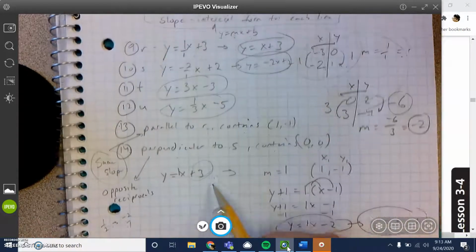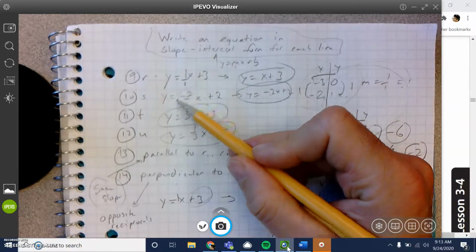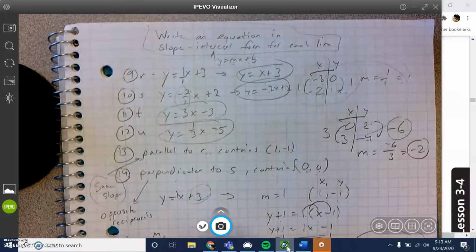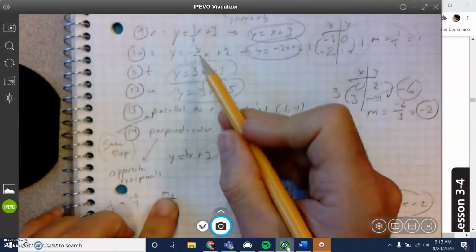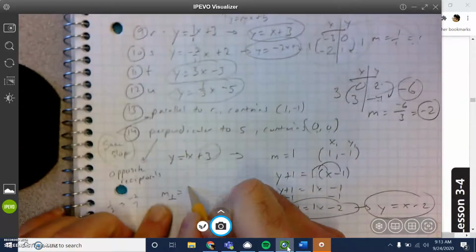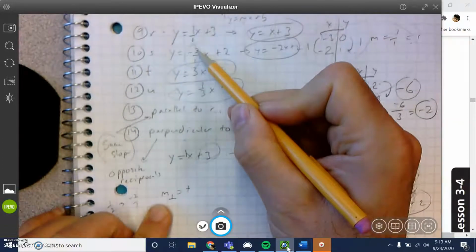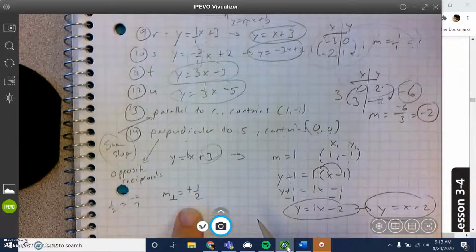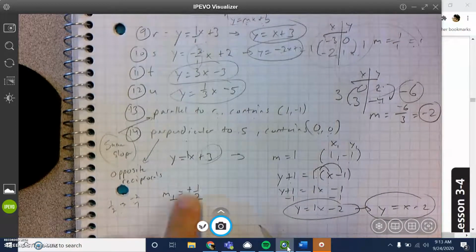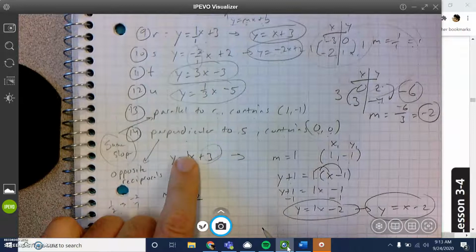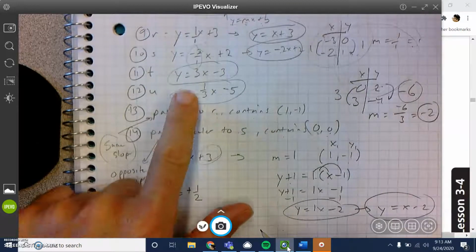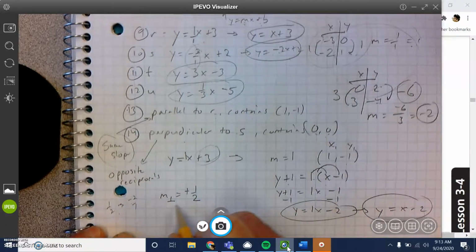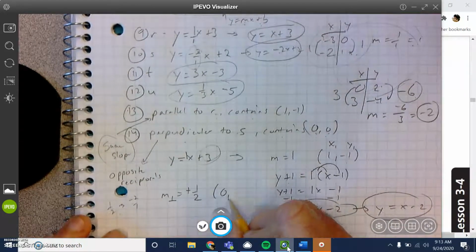Okay, so S, where are we at with S? S, the slope was negative 2 over 1. So that would mean that my perpendicular slope of negative 2 over 1, so it's negative, I'm going to make it positive. And if it's 2 over 1, I'm going to flip that and make it 1 over 2. So here's my perpendicular slope. In number 13, I use the same slope. In number 14, I'm using the opposite reciprocal slope because it says perpendicular. That forms a right angle. And my point is 0, 0.